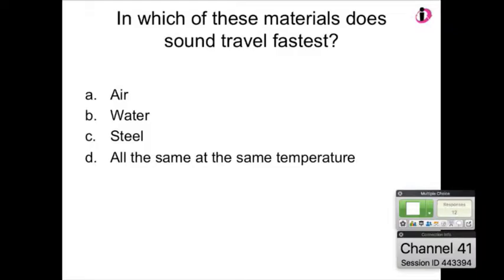We'll do it anyway. In which of these materials does sound travel the fastest? We talked about the speed of sound traveling differently in different materials. What's the key to the speed of sound? What makes it go faster? Interactions. So there's your clue. One of those is a gas, one is a liquid, one's a solid, or maybe they're all the same.